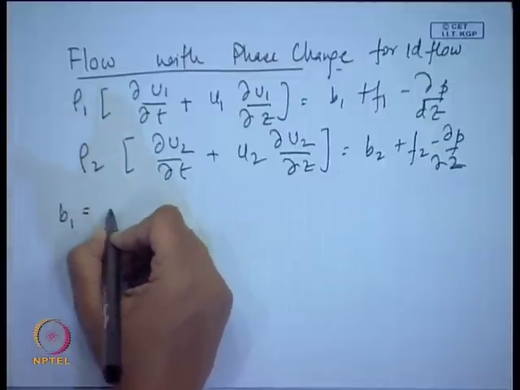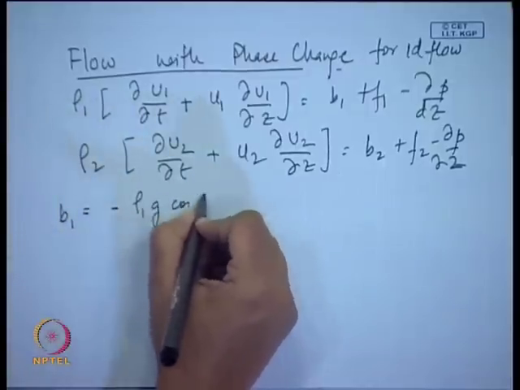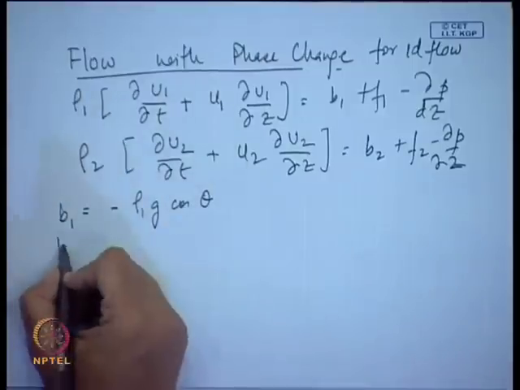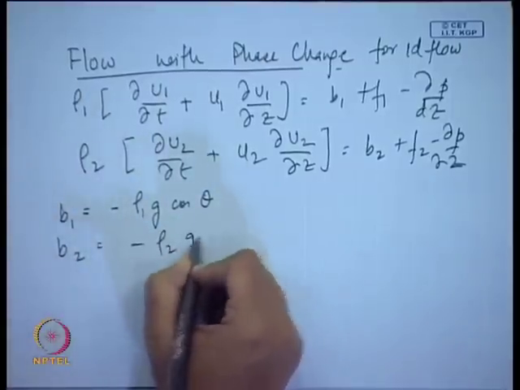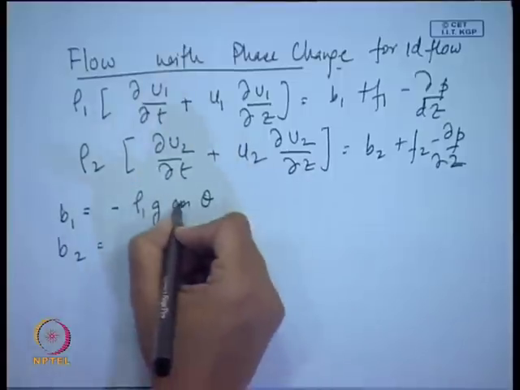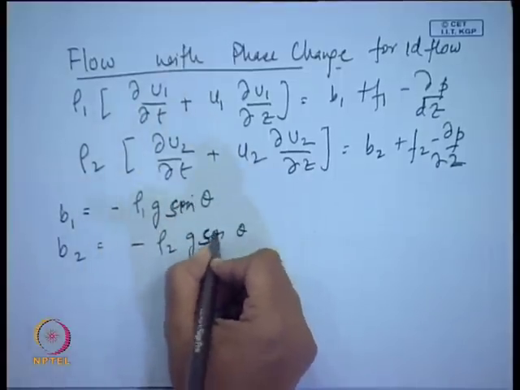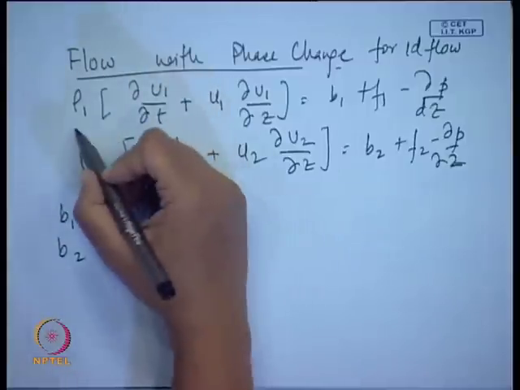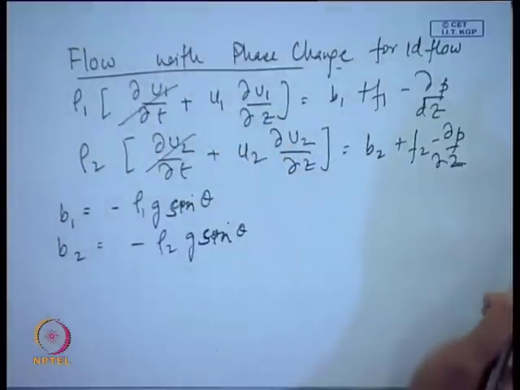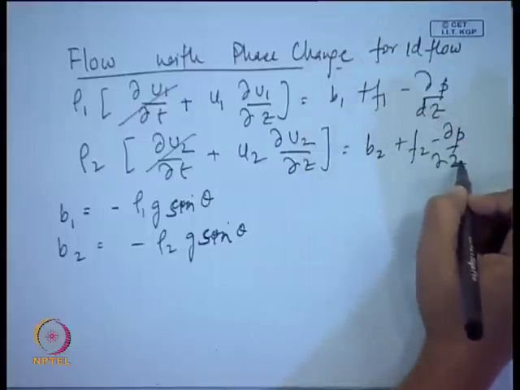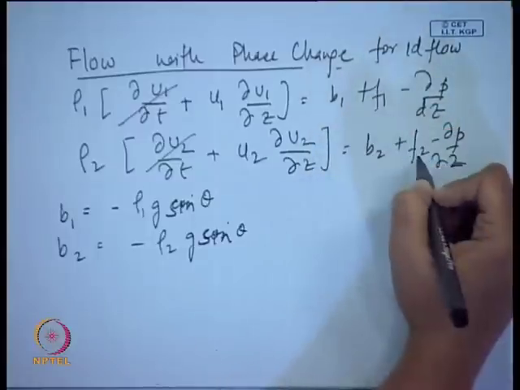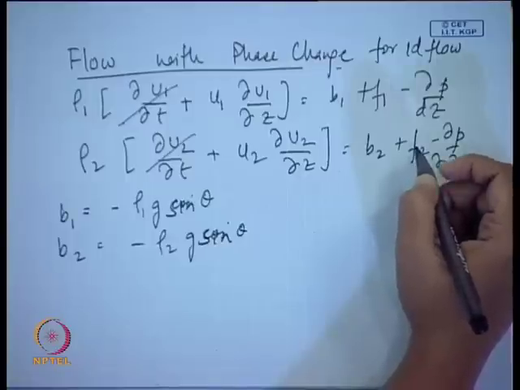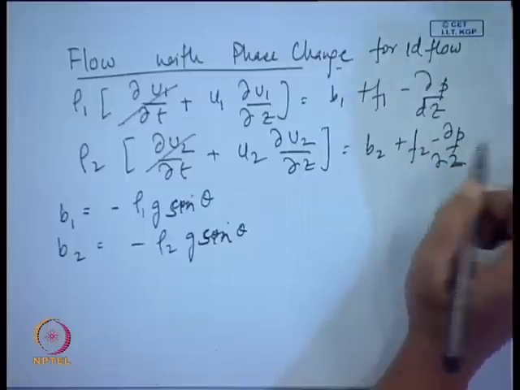B1, I had told you, was minus rho 1 g cos theta, assuming the upward direction to be positive, and then we had B2 as minus rho 2 g cos theta, cos or sin, I think I had put sin. Under steady state condition we find these two terms cancel out. These are the pressure gradient terms, and I had told you F1, F2 are just the leftover forces which are included in order to keep the account straight. Do you remember those things?